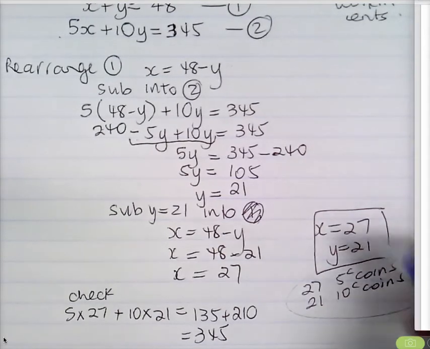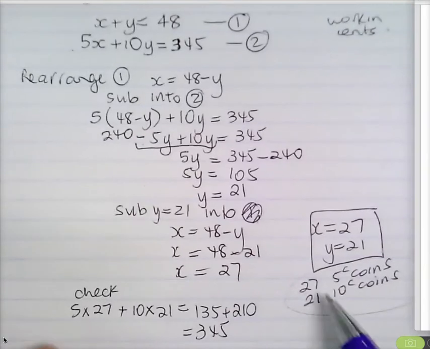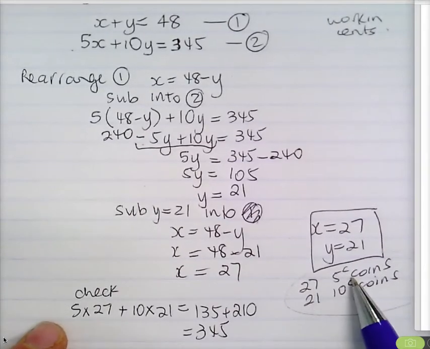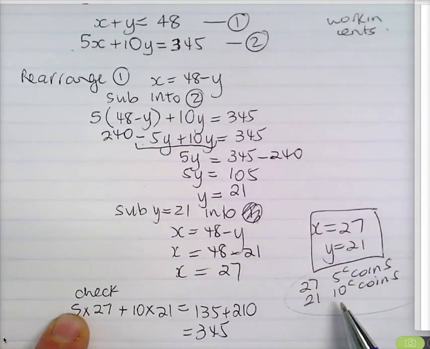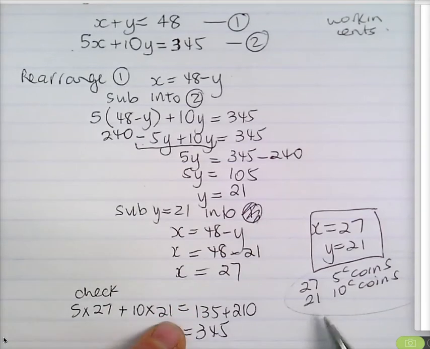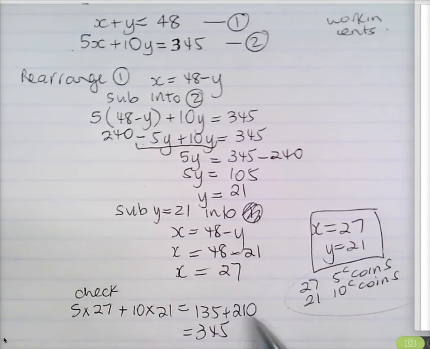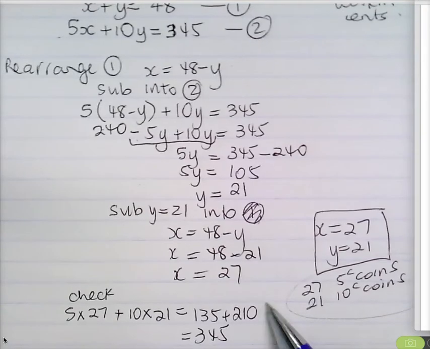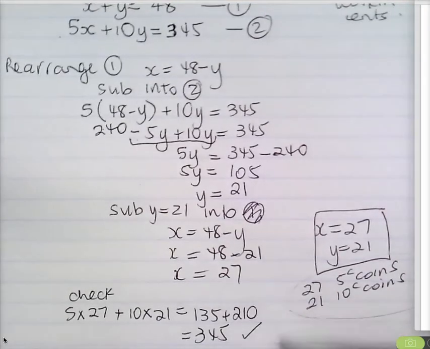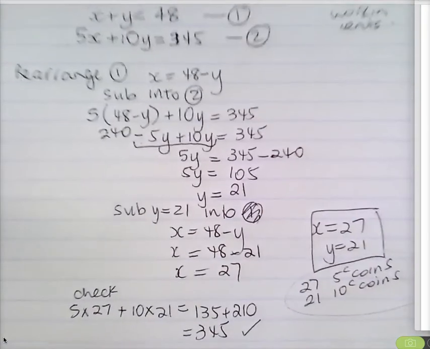Okay, so I got my answers and I thought, let's see if that's true. If I've got 27 5-cent coins, aren't they worth 27 times 5, which is 135 cents? And if I've got 21 10-cent coins, they're worth $2.10 or 210 cents. And I get 345, which was correct.